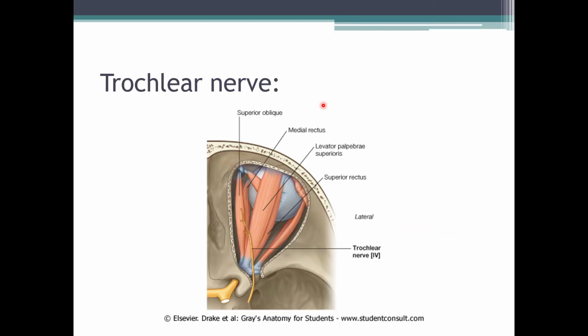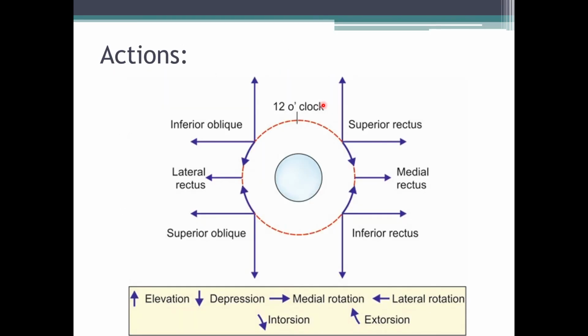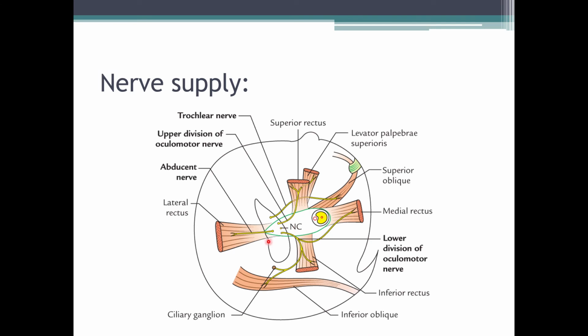Now the trochlear nerve. Now you can see the trochlear nerve. It was the only nerve which was coming out via the outer part of the common tendinous ring.